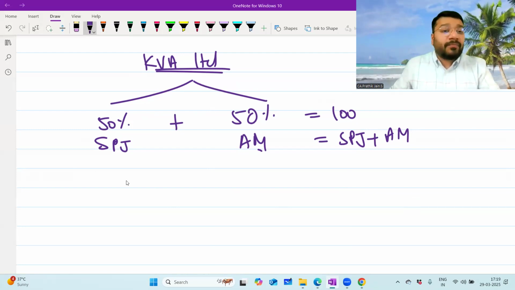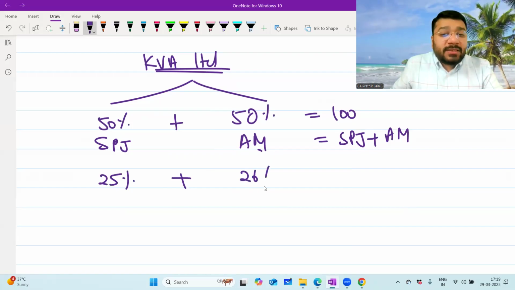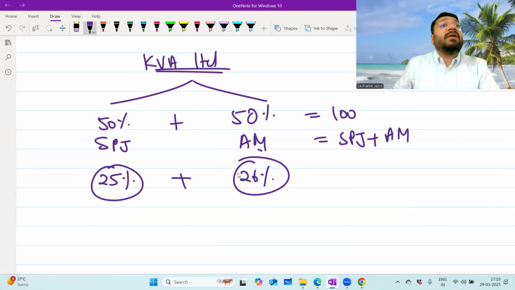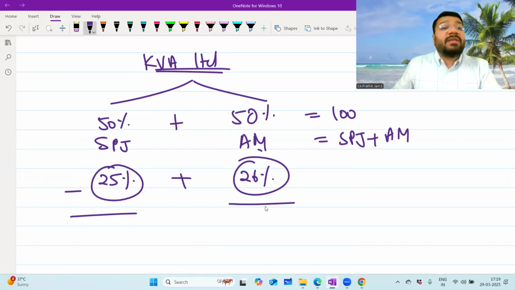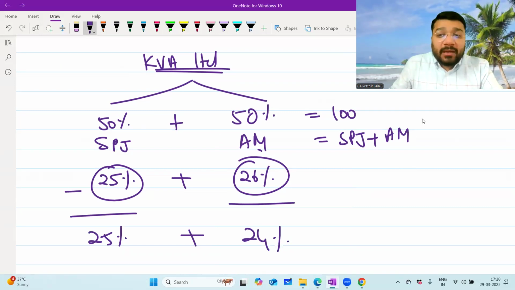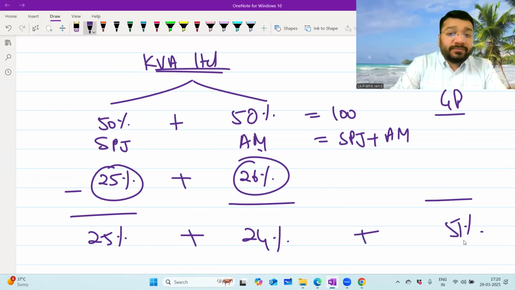So now what happened? By that virtue, 25% of SPJ's share and 26% of Anita ma'am's share is being given to the general public so that we can raise funds from the public. So how much shareholding is remaining with SPJ? 25 percentage. And how much is with Anita ma'am? 24 percentage. And how much with the general public now? 51% stake. So 25 plus 24 plus 51 adds up to 100 percentage.